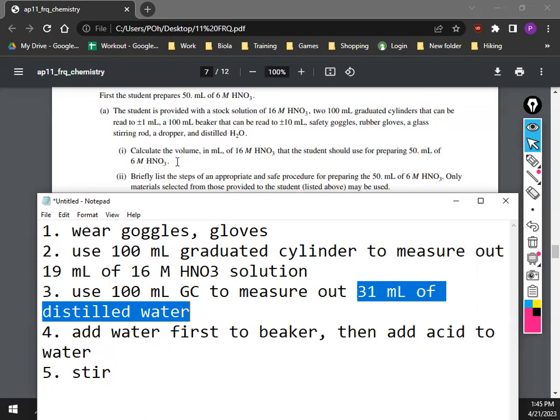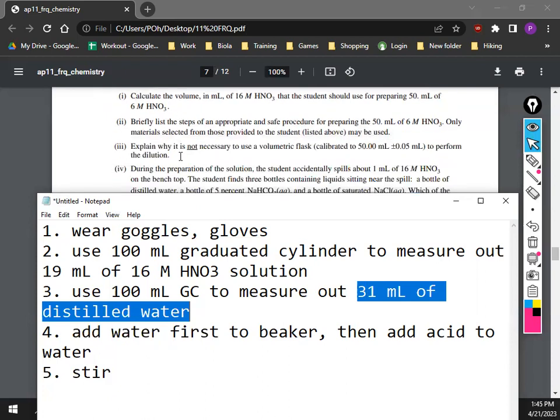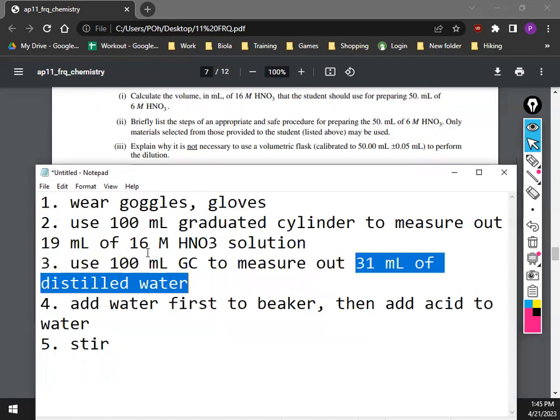All right. Okay, let's go to the next one. And speaking of the plus or minus signs, number 3 is asking you, why is it not necessary to use a volumetric flask? Why can we just use graduated cylinders? And the answer is really simple. If you take a look at the calculation, how many milliliters of the 16 molar solution do we need? We need 19, right? It's not 19 point something. The last number that we really need to look at is in the ones place, right? And so we can just use the graduated cylinder because it's plus or minus 1. We don't have to be that specific.